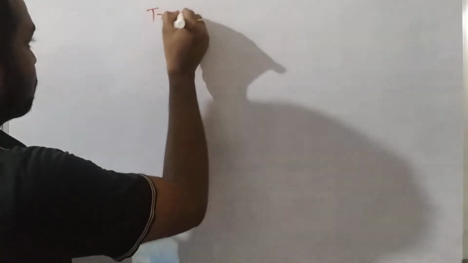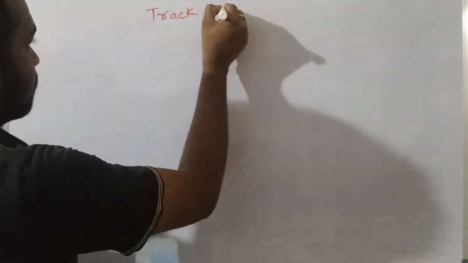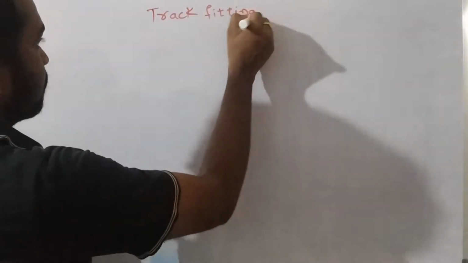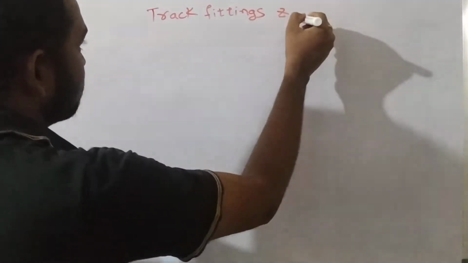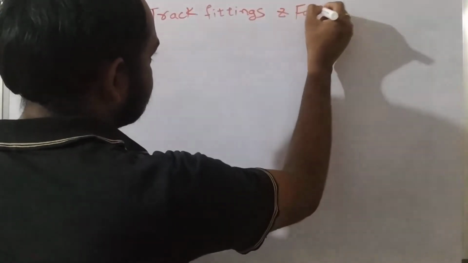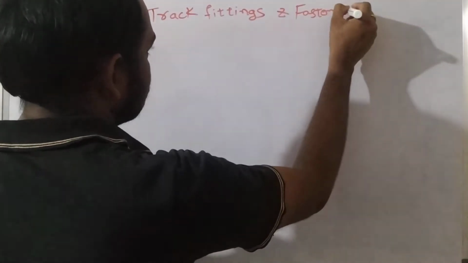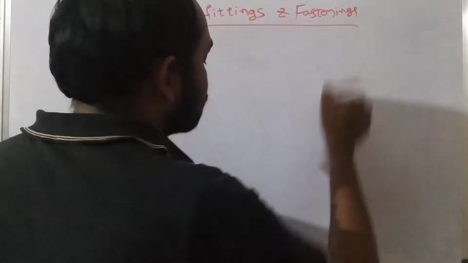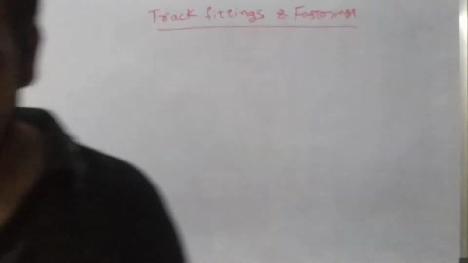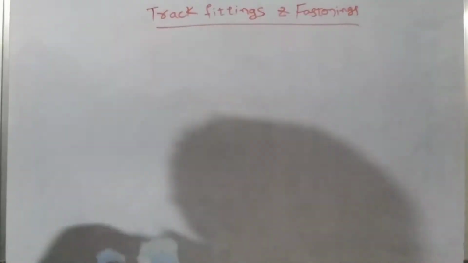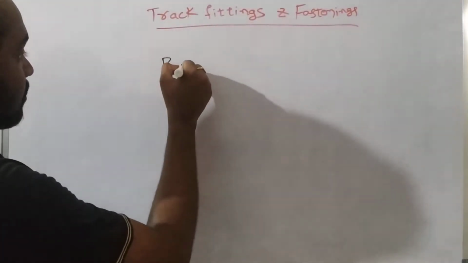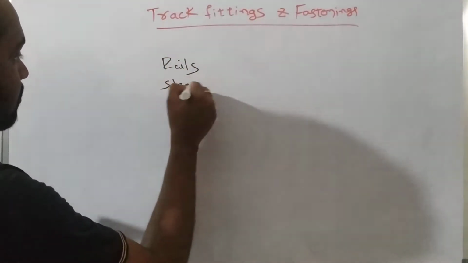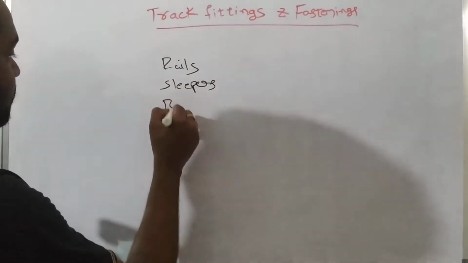In this video lecture, we are going to learn about track fittings and fastenings. So we know that coming to the railway track, there will be three major components of railway track. They are rails, sleepers, and ballast.